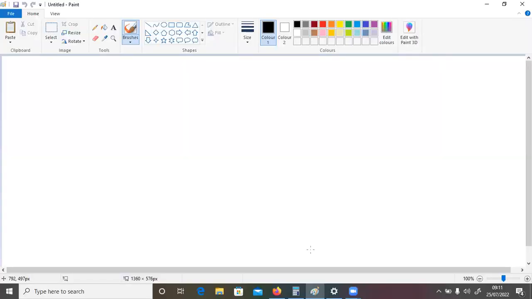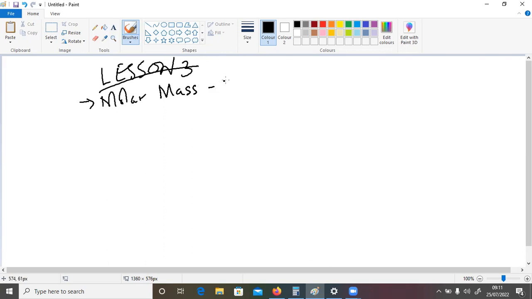We are back. This is lesson 3, continuing the mole concept. So far, what we have found is the utilization of molar mass for basic elements.